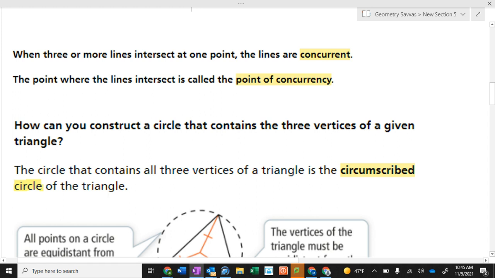Does that mean they meet at a point? No, they all meet in the same spot, like a circumcenter. Yeah, we'll have more. We'll have what are called orthocenters and centroids.